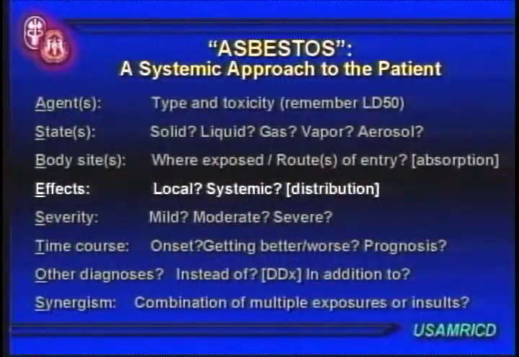Once we've addressed the route of entry question, which speaks to the issue of exposure and absorption, we then need to ask ourselves whether distribution has occurred. That is, we ask ourselves an effects question. The E in ASBESTOS stands for effects, in the sense that effects can be either local or systemic. We need to ask ourselves that question.